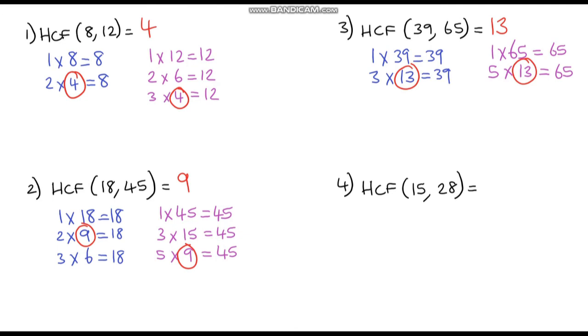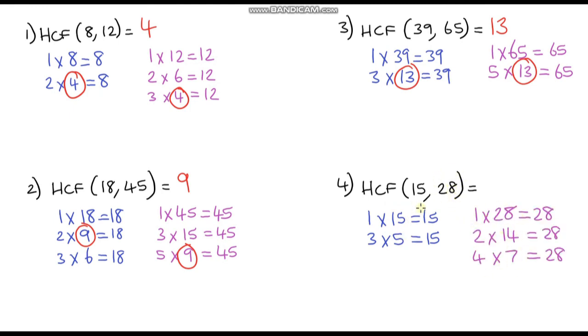So again, let's work out all of the factors of 15. So we've got 4 factors of 15. And now let's work out all the factors of 28. So we've got 6 factors of 28. Now which ones are common?